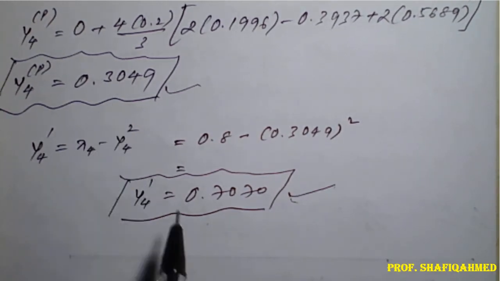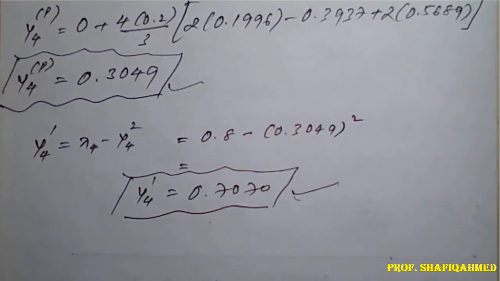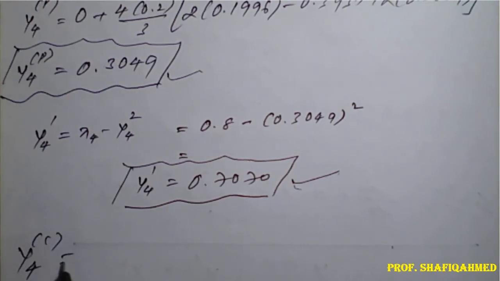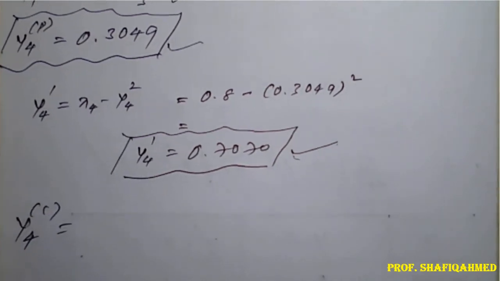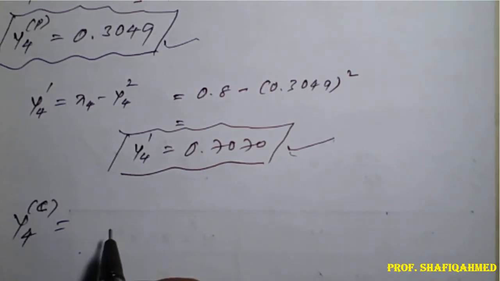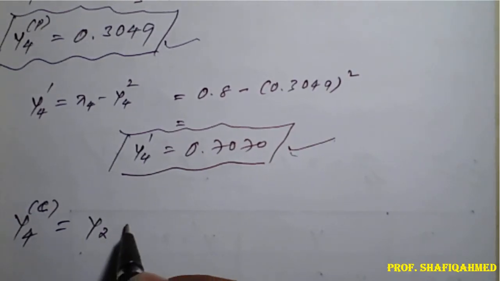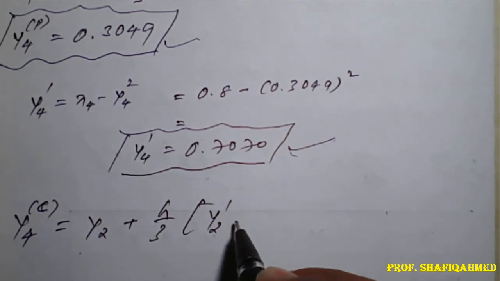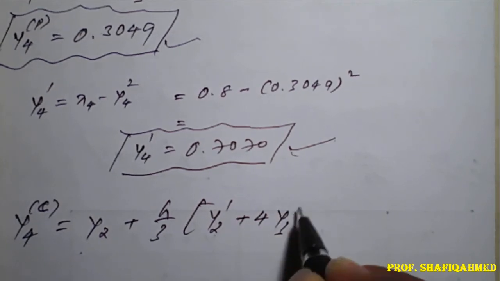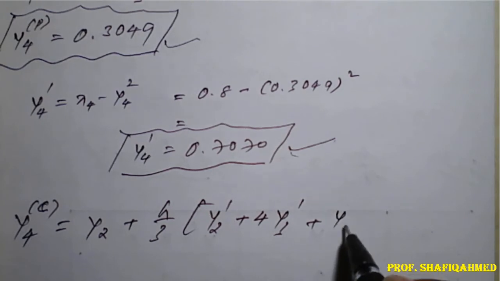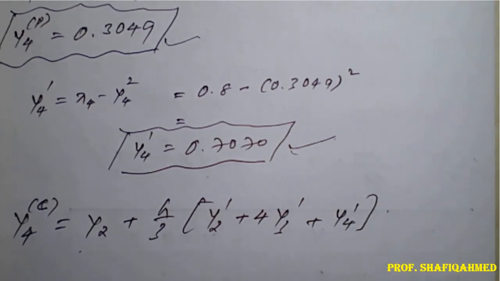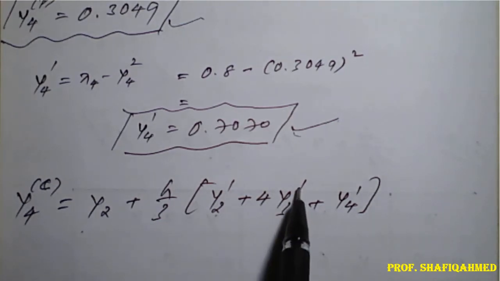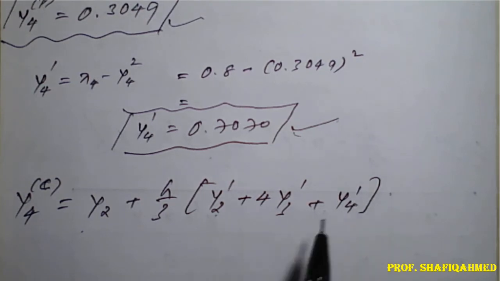Now we need to correct these values by using the corrector formula. Milne's corrector formula is given by y4 of c is equal to y2 plus h upon 3 bracket y2 dash plus 4 times y3 dash plus y4 dash. So this is the corrector formula, and we need to apply these values. From the table, y2 dash we know, y3 dash we know, and y4 dash we know. So from the table we collected these.